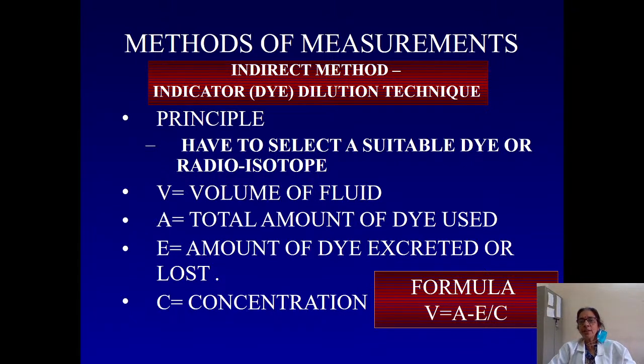If you think the dye is not getting excreted or metabolized, such a type of dye is used. If it stays in the same compartment, then we say V is equal to A by C. But if the dye is getting excreted or lost, V is equal to A minus E by C. A is the amount of dye used, E is how much it is getting excreted or lost, and C is the concentration of that substance.